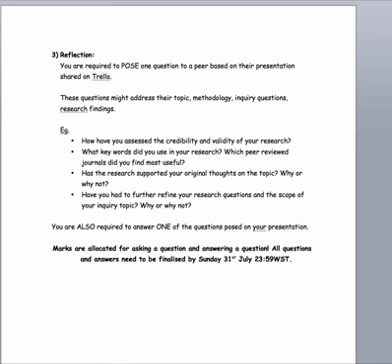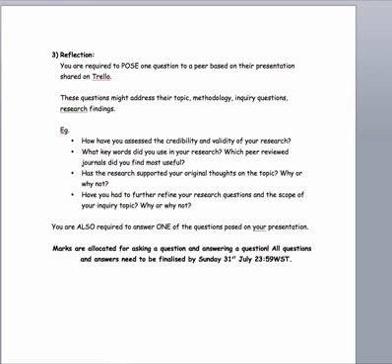Now, remember, you are also required to answer one of the questions posed on your presentation. So, 2 things, you go onto Trello, and the 2 things you do are select someone who shared their presentation and ask them one of these questions. And secondly, you're required to answer a question that's been posed to you. Okay, so marks are allotted for asking a question and answering a question.